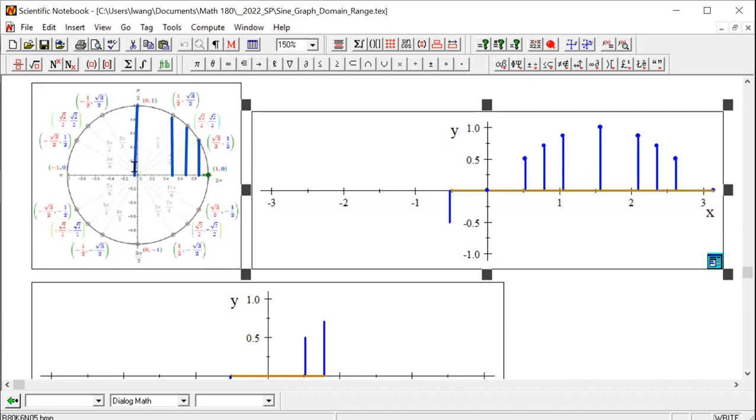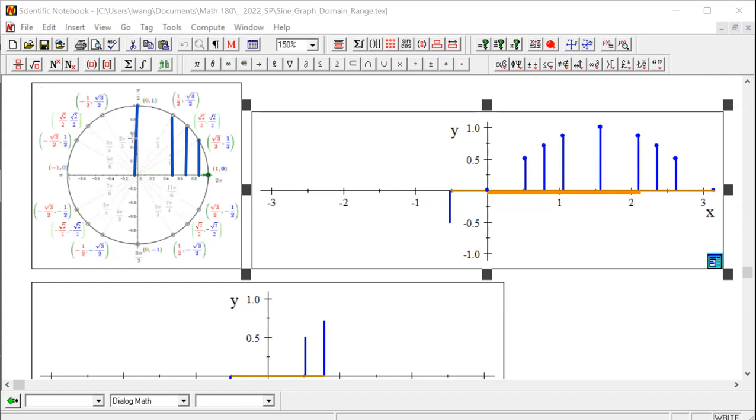For 2 pi over 3, this is the arc length. You can see we continue to do that arc length for 2 pi over 3, and that's root 3 over 2. You may like to mark it yourself, and then coming down. What is the highest output?